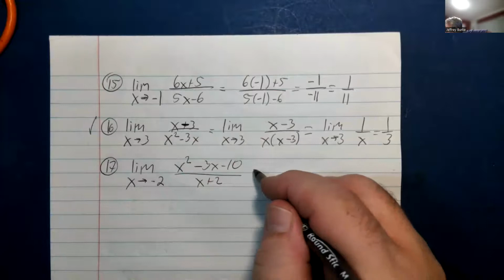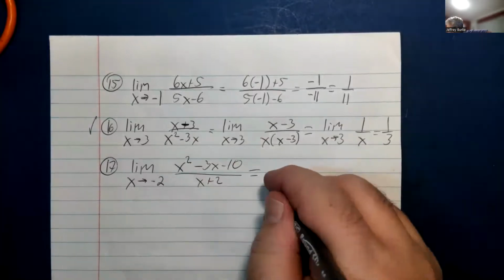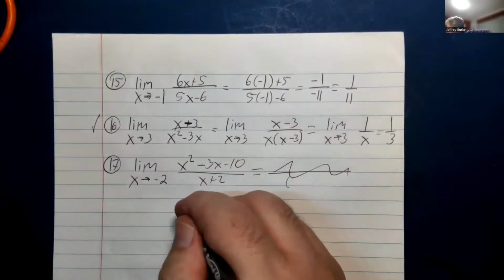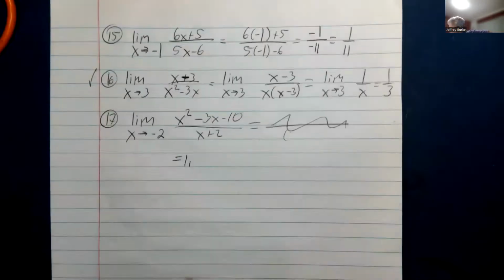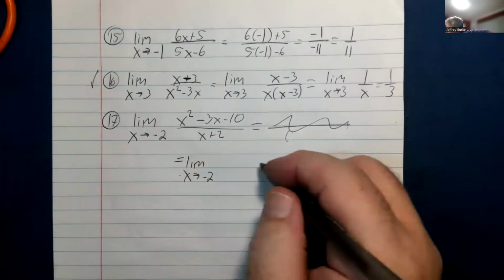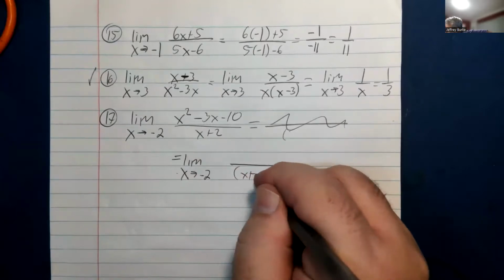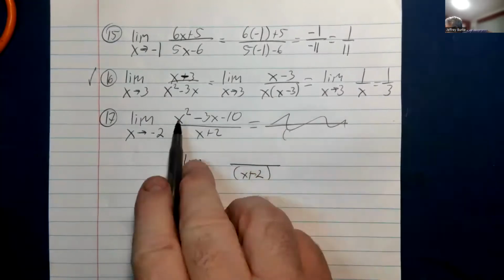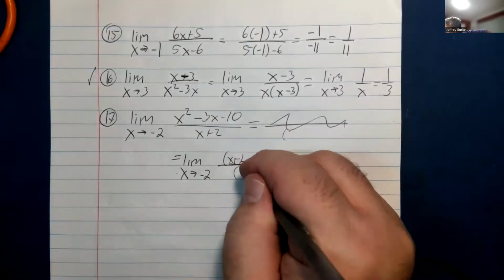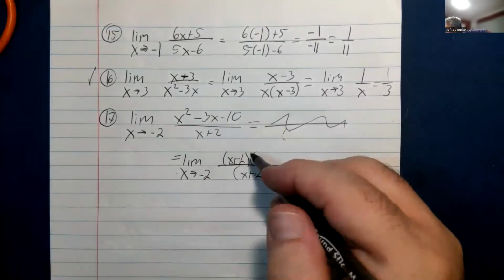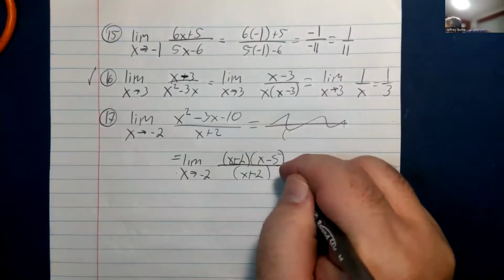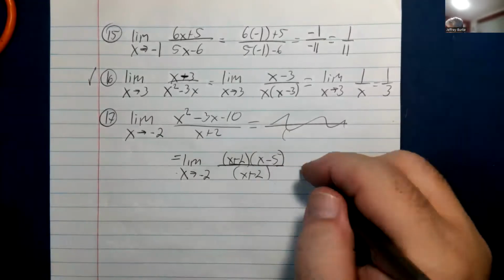So what I would do, if you see x plus 2 down here, it's very likely... Let me put this down here again. The limit, because I want to make sure to keep writing the limit, as x approaches -2. If I have x plus 2 here, you can be sure that x plus 2 is going to be one of the factors up here. And the other factor is going to be, well, 2 times what will give me -10? 2 times -5. So this is going to be x minus 5. And that does in fact work.